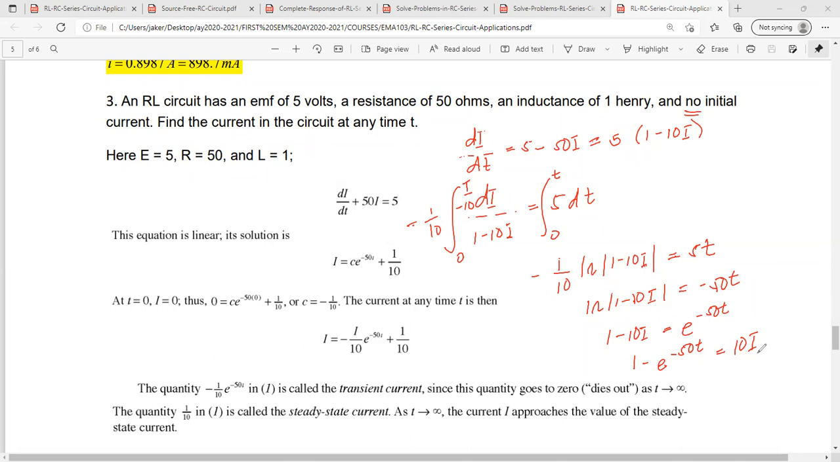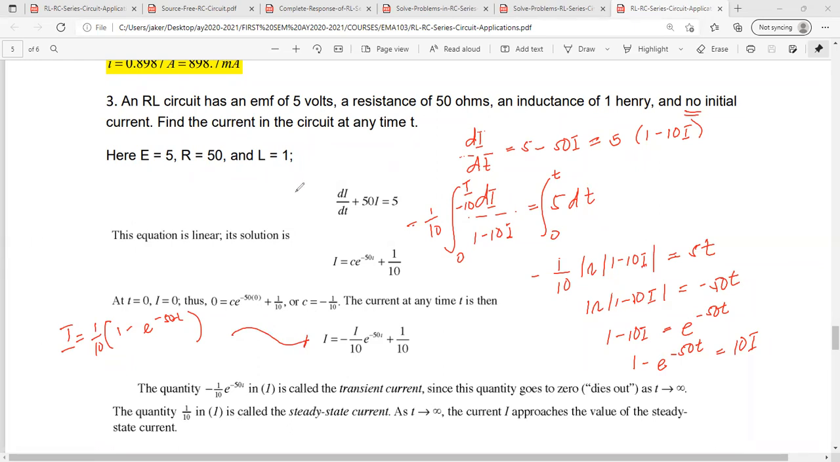Now, I want a formula for the i only, or that's the i of t, the current in your circuit at any time t. So I will divide this entire equation by 10. If I do that, I will have this, right? If I simplify this one, you will have something like i is equal to 1 over 10 times, I'd like to write this first because this one is positive, 1 minus e raised to negative 50t. This one, if expanded, is equivalent to the one that you are seeing here.